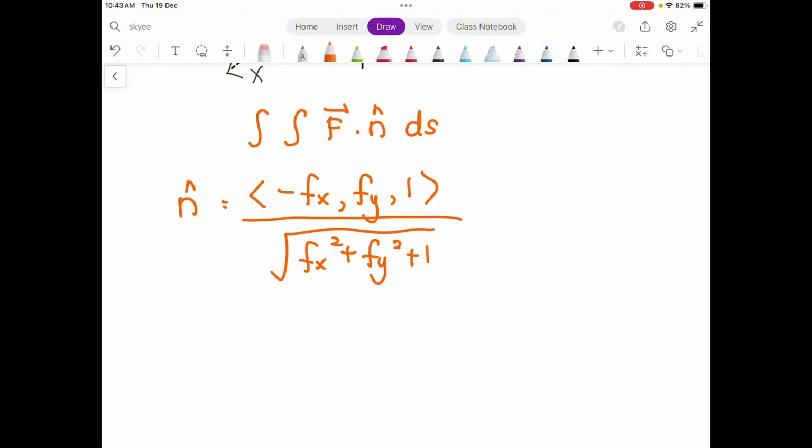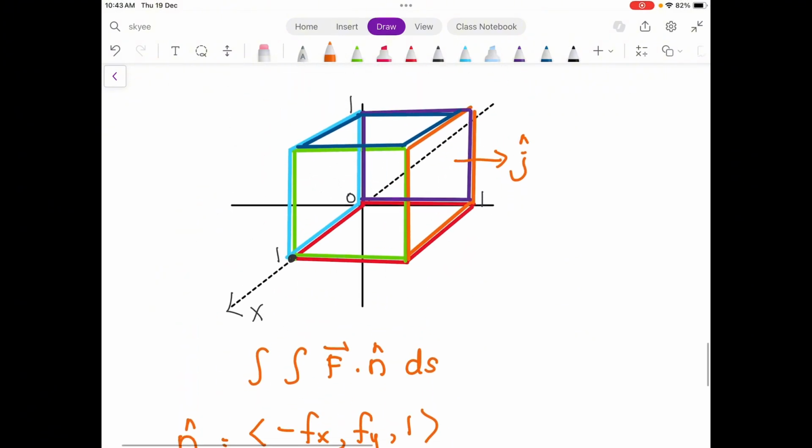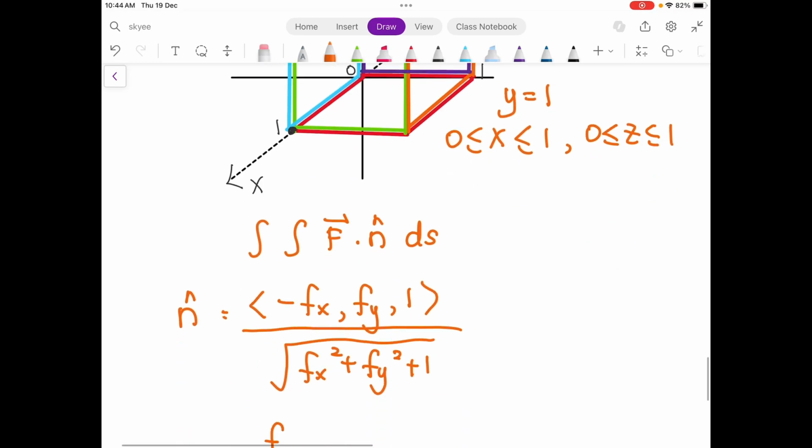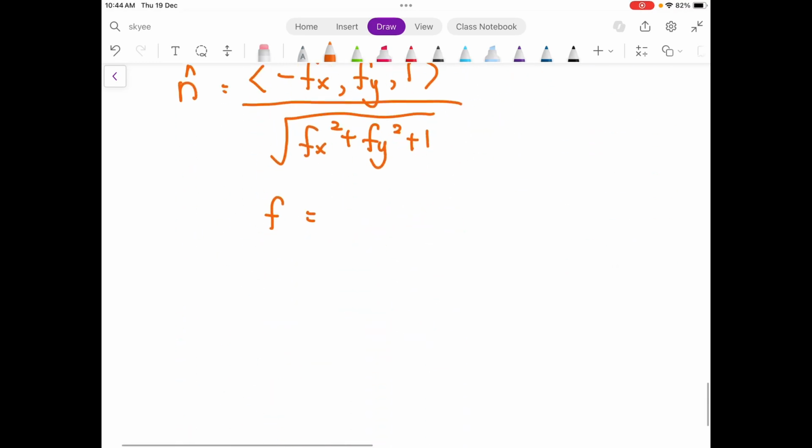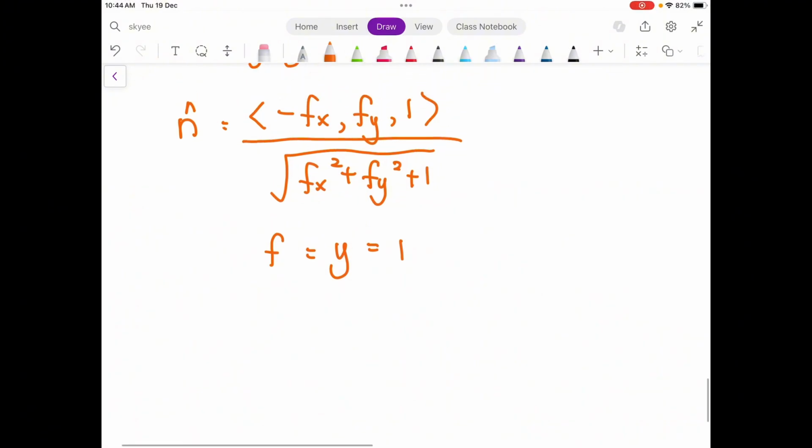Alright, now we need to find out what our f is, what our surface equation is. This orange color plane is located at the position y equals 1, and x is ranging from 0 to 1, and z is also ranging from 0 to 1. Am I right? So our f now is equal to y, which equals 1.